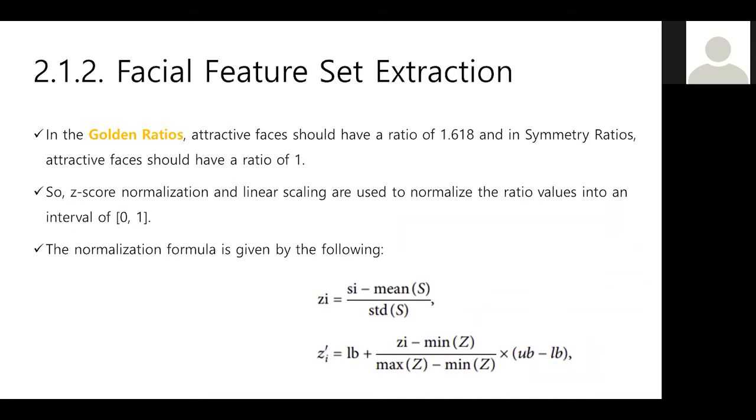In the golden ratios, attractive faces should have a ratio of 1.618, and in symmetry ratios, attractive faces should have a ratio of 1. So, z-score normalization and linear scaling are used to normalize the ratio values into an interval of 0 to 1. The normalization formula is given by the following.